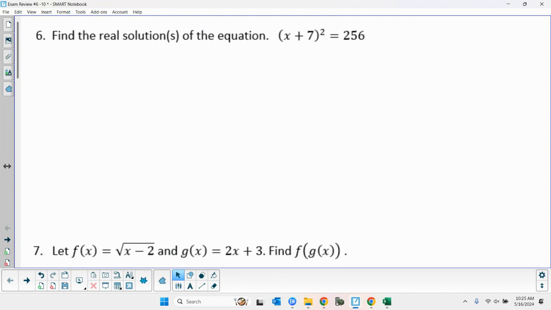Number 6. When we got a square in a problem and we're trying to solve it, we want to get the squared part alone. So is the squared part alone? Yes. The x plus 7 squared, that's all by itself. If there was numbers out front, like 2 times it, I'd have to divide the 2 over. If there was like a plus 2 out the back, I'd have to subtract 2 over. So I get the squared part alone. But it's already alone, so I could do what to get rid of the square? Square root. Good.